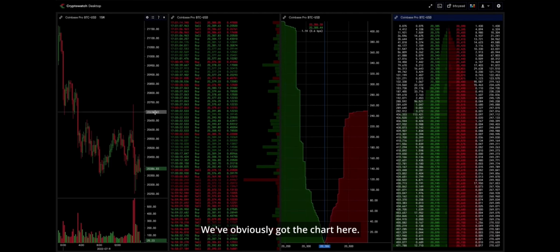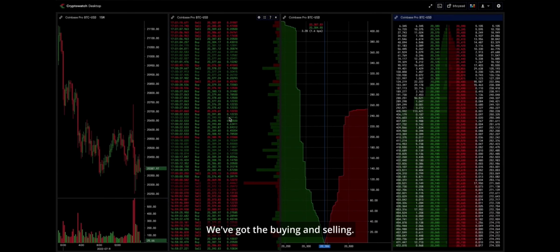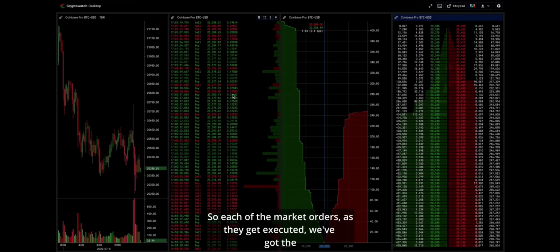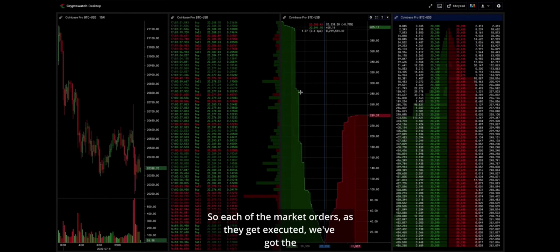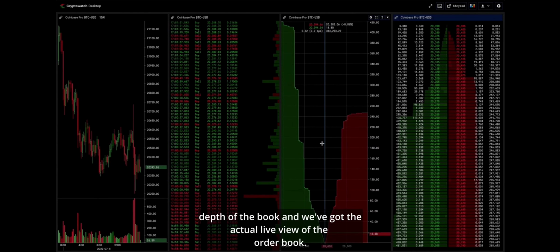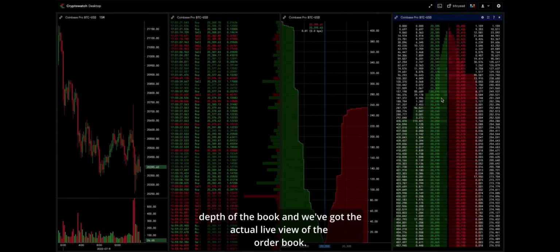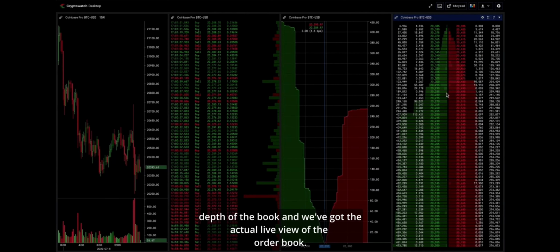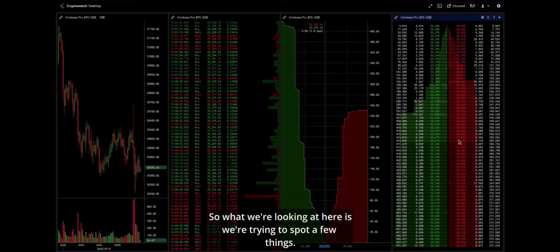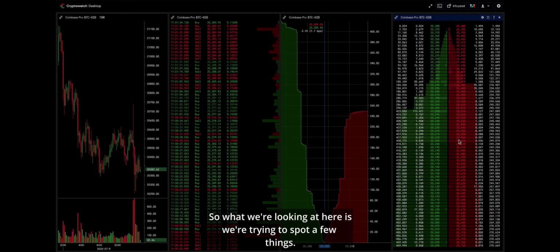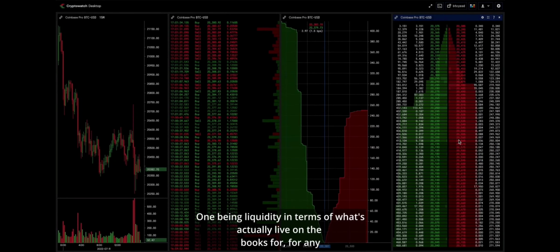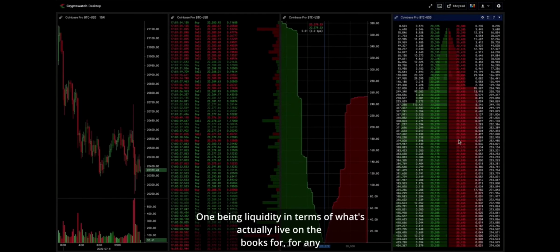And we have 4 things. We've obviously got the chart here. We've got the buying and selling, so each of the market orders as they get executed. We've got the depth of the book. And we've got the actual live view of the order book. So what we're looking at here is we're trying to spot a few things. One being liquidity in terms of what's actually live on the books.